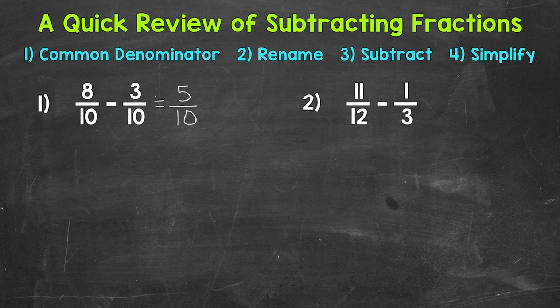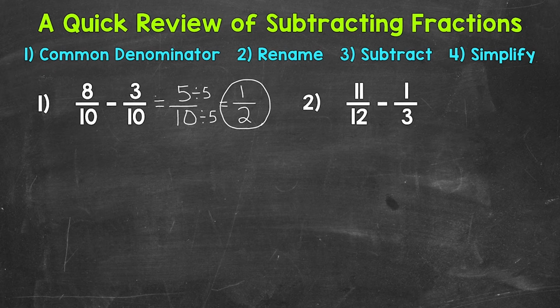But we can simplify here. We have a common factor other than 1 between 5 and 10 that we can divide both of those by. We have a greatest common factor of 5. So let's divide both of these by 5 in order to simplify. 5 divided by 5 is 1. And then 10 divided by 5 is 2. So we get 1/2 for our final simplified answer. Let's move on to number 2, where we have 11/12 minus 1/3.